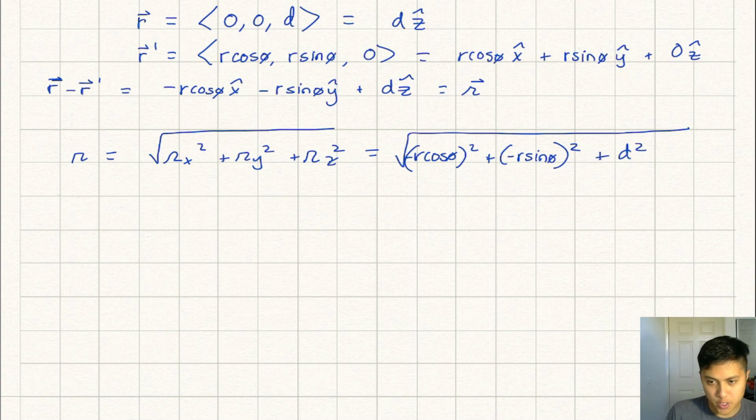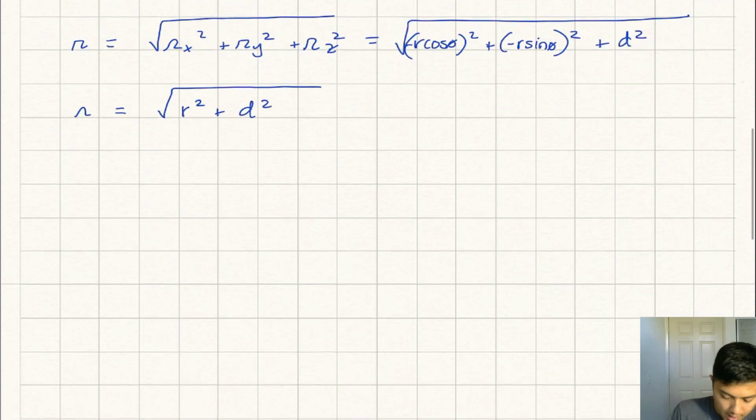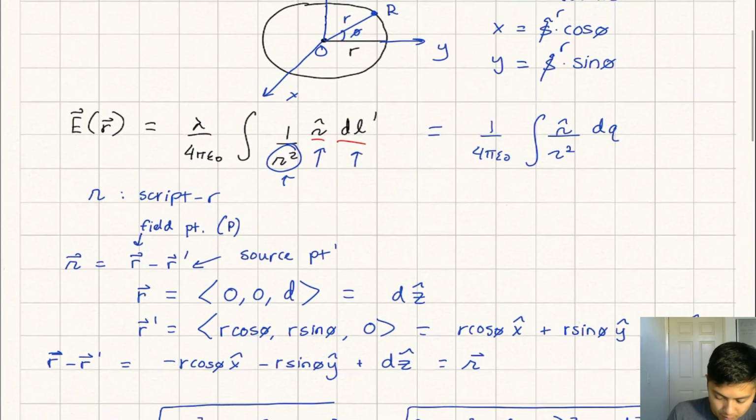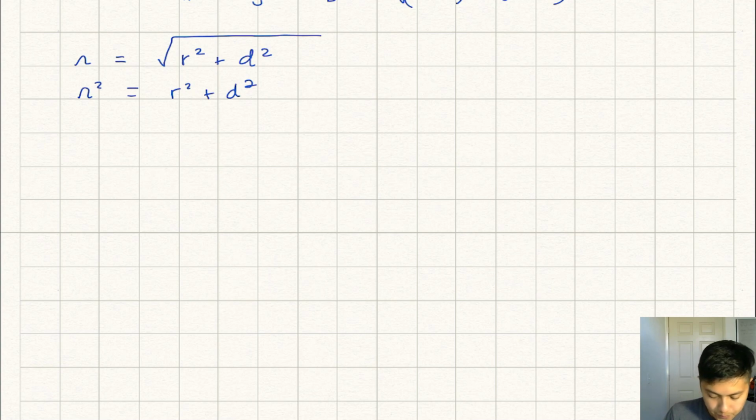Now, I'm not going to show this, but this will simplify because of the cosines and the sines. You're going to have an r squared cosine squared plus an r squared sine squared, so that should just give you an r squared. So this should give you the square root of r squared plus d squared, okay? And we want the square of that, the magnitude squared, which is just equal to r squared plus d squared.